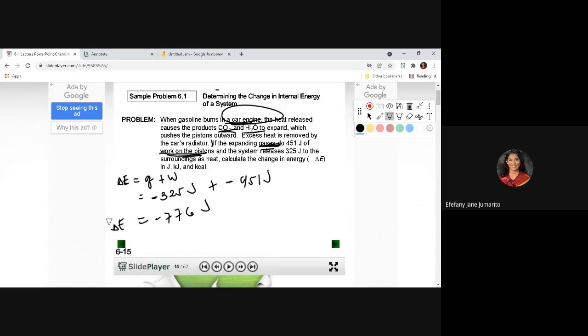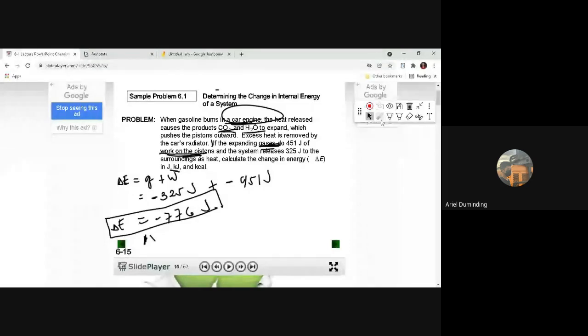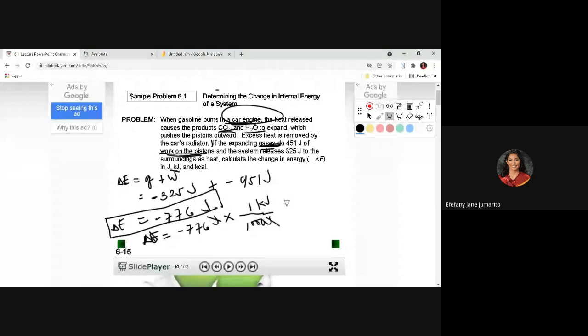Now calculate the change in energy in kilojoules. What about in kilojoules? We convert joules into kilojoules. We have negative 776 joules times, in 1,000 joules we have 1 kilojoule. The joules cancel, so we are left with kilojoules: negative 0.776 kilojoules. What about kilocalories?